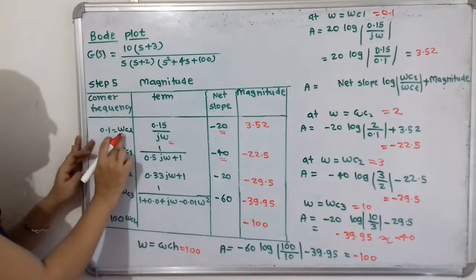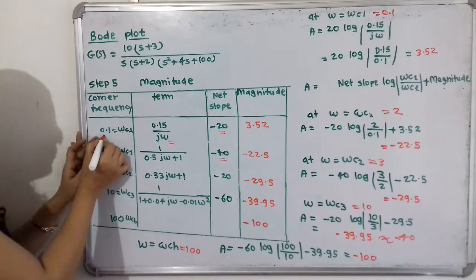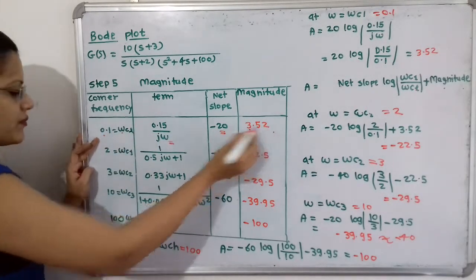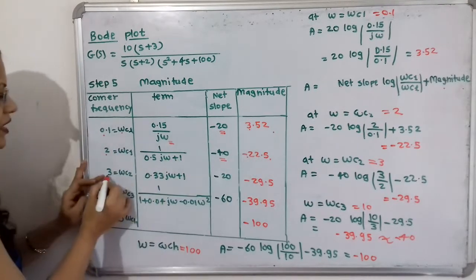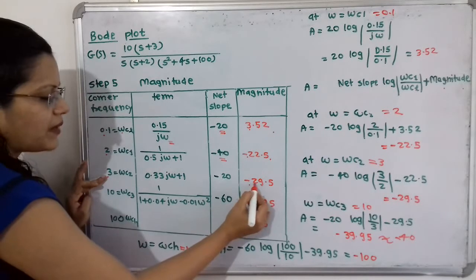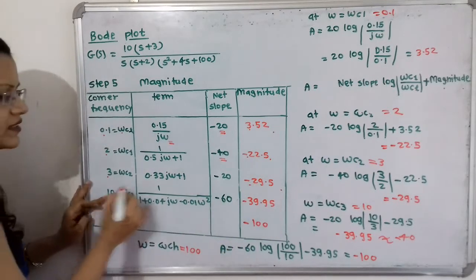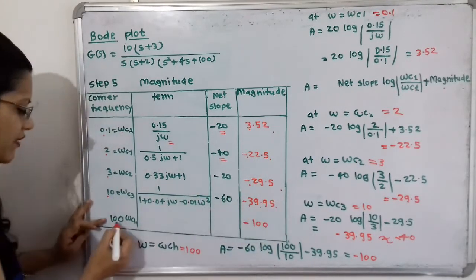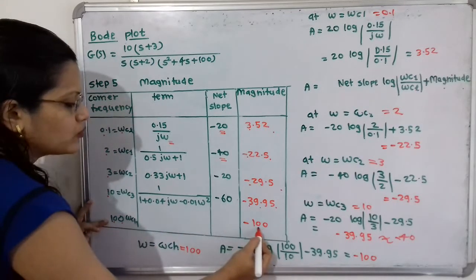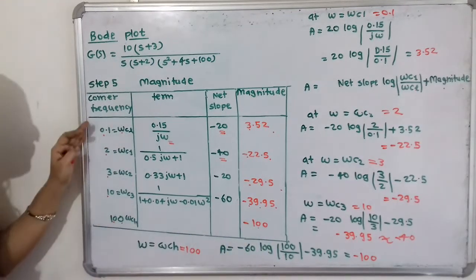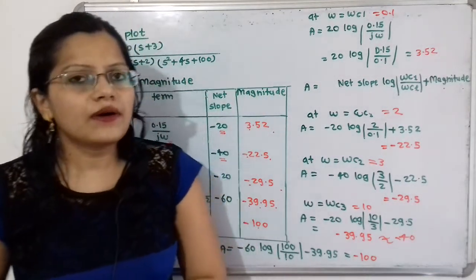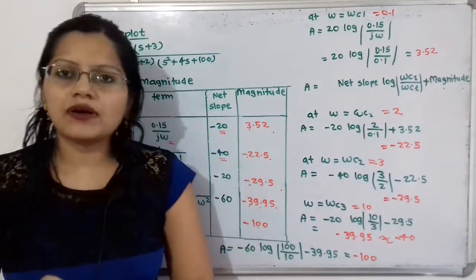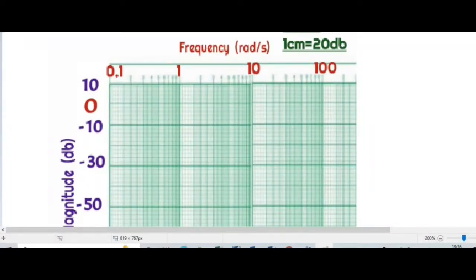That is, we have to consider corner frequency 0.1, magnitude 3.52; corner frequency 2, magnitude minus 22.5; corner frequency 3, it is minus 29.5; corner frequency 10, minus 39.95; and for 100 we have to use minus 100. So we have to use these two columns, and we have to take the magnitude plot on semi-log paper. We will first draw the magnitude plot.